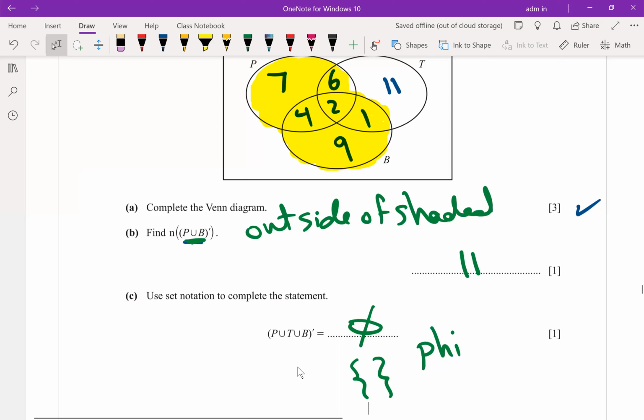Mister, if we put 0, is it right? No. 0 is right if I ask for the number. If I write n before it, then you have to write 0. I'm not asking about the number of members; I write it as a set. Clear? Okay.